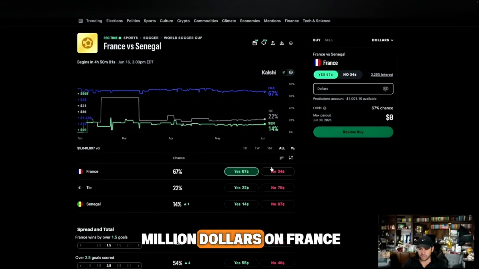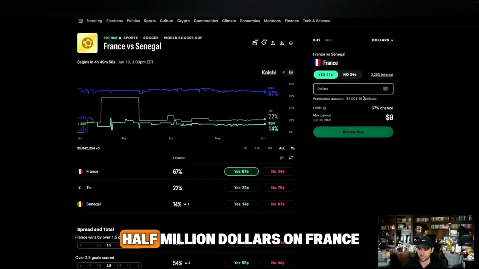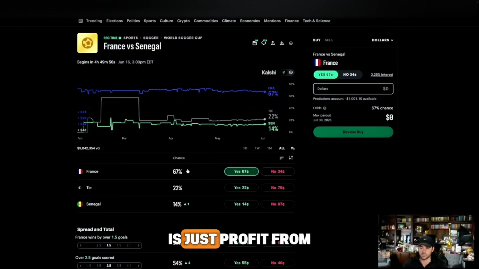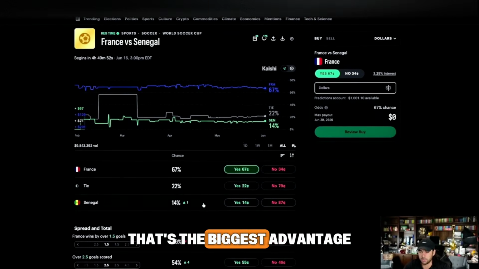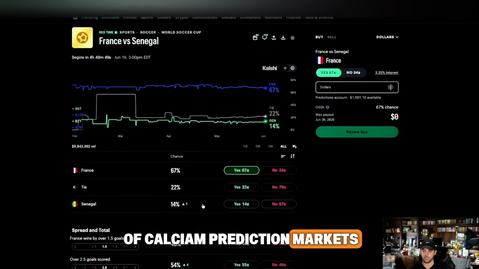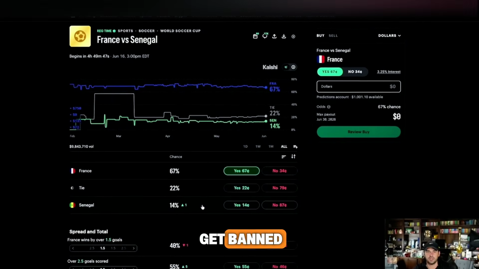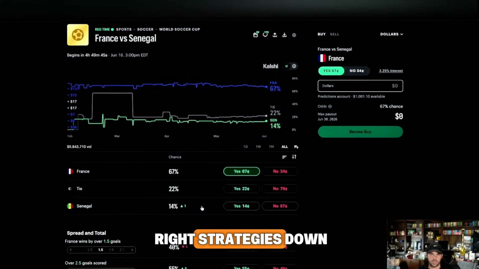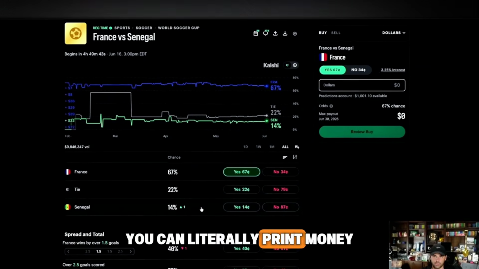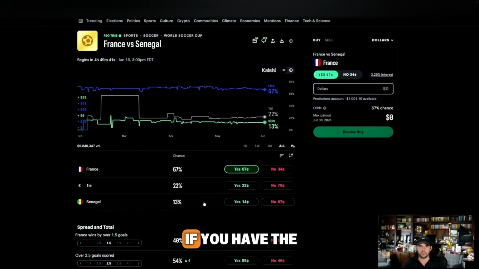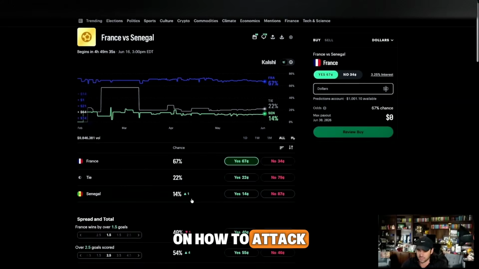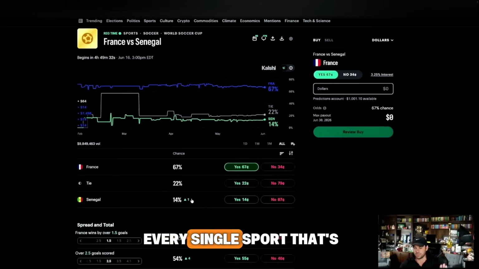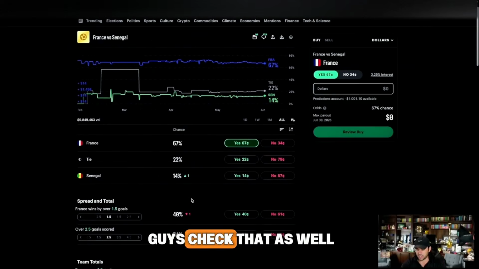You wager $500,000 on France, well, the profit that you're getting is just profit from everybody else that's bet on the other side, okay? That's the biggest advantage of Kalshi and prediction markets is you will never get banned, and if you have the right strategies down, you can literally print money. I've taught multiple strategies on YouTube for you guys on how to attack the World Cup and every single sport that's out there. So make sure you guys check that as well.